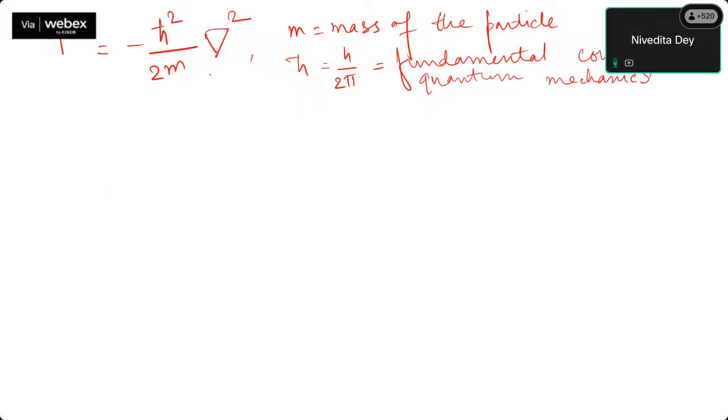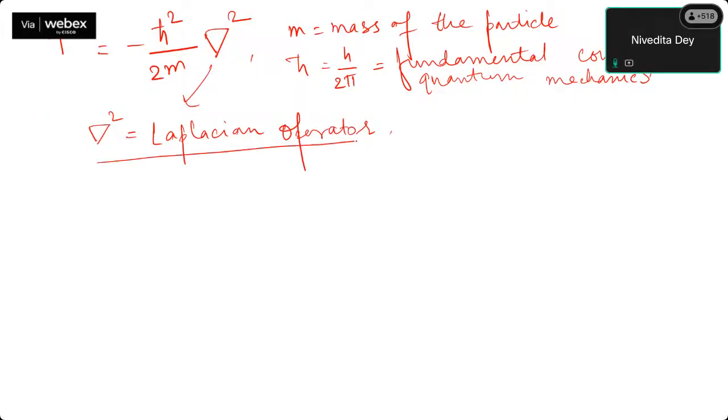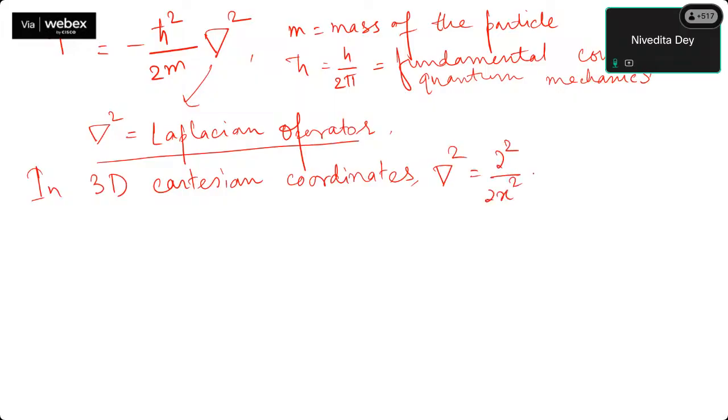And what is this? This is the Laplacian operator. We will just end with this definition of the Laplacian operator. In three-dimensional Cartesian coordinates, this Laplacian operator is basically delta square, del x square, the second order partial derivative.